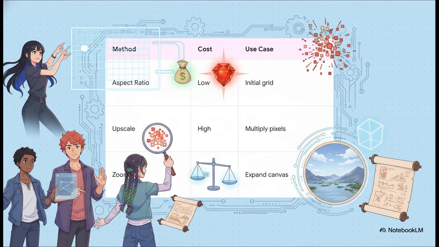First up is aspect ratio, which alters your initial grid size and honestly costs very little computationally. It's super efficient. Second is upscaling, which actively multiplies pixels post-generation, but that comes with a higher computational cost. And third, we have zoom out, which expands the canvas to add contextual pixels around your image. Knowing the cost and the best use case for each of these means you can pick the absolute most efficient method for your specific project without wasting time.